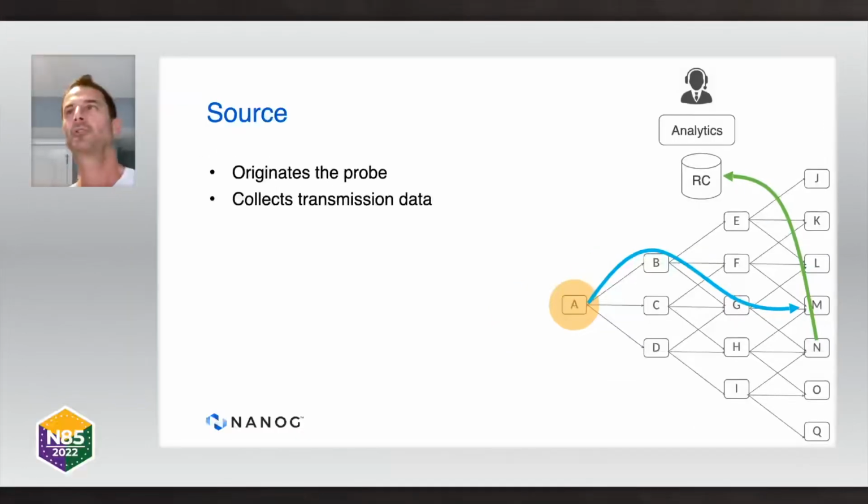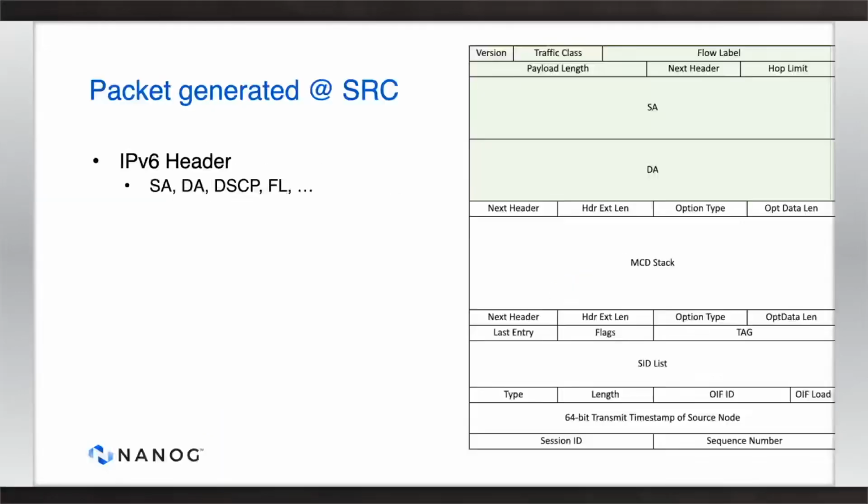Some interesting things you can do: you can set a range of sizes for packets, DSCP values, on these things. So you can look at individual queues, right? You can do packet sizes for your probes. So here's an example of the packet generated by the source.